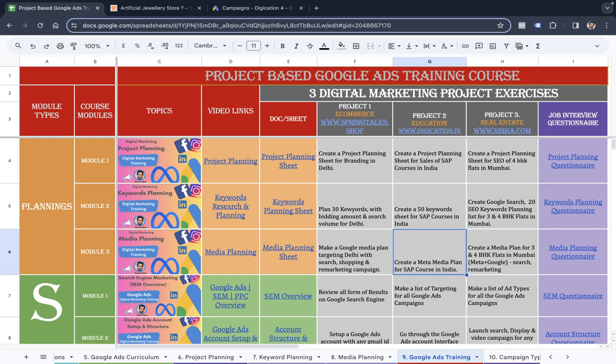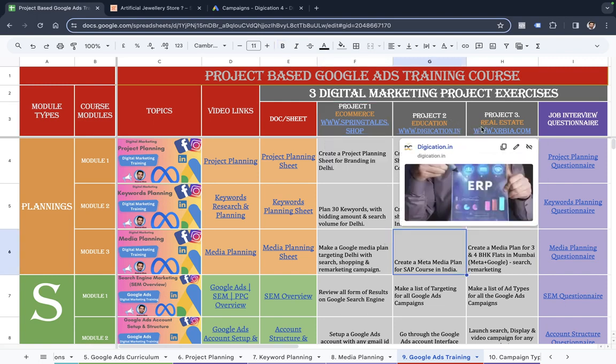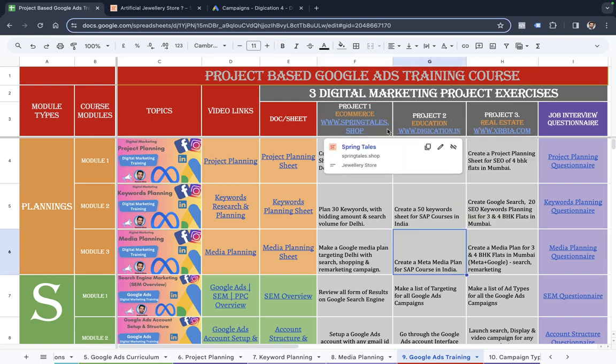Second, you start with the second project, which is an education-based portal. Here you make a media plan for SAP courses in India. This is something that you do for Meta only. In the third one, you create a media plan for 3 and 4 BHK flats in Mumbai for Meta and Google both. Now, the first one is an e-commerce based project, and the second and third are service based projects. That's why the campaigns are going to be different.